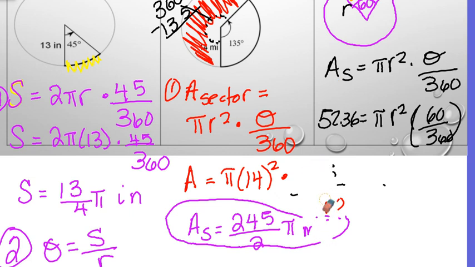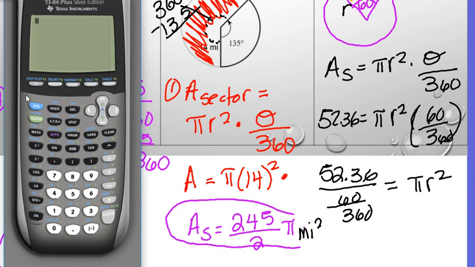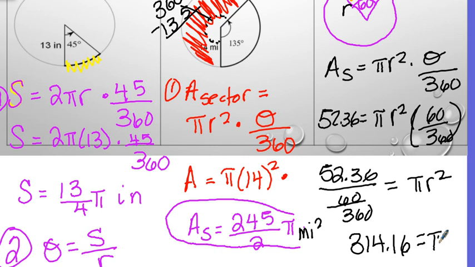So we get 52.36 divided by 60 over 360 equals pi r squared. I'm going to use the calculator to help me with the math right here. I'm going to enter 52.36 divided by 60 over 360. Oh, it's telling me I got a syntax error. Okay, delete that. Enter. So we get this side equals 314.16 equals pi r squared.